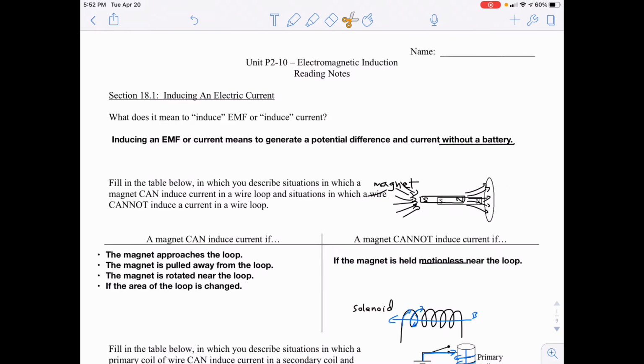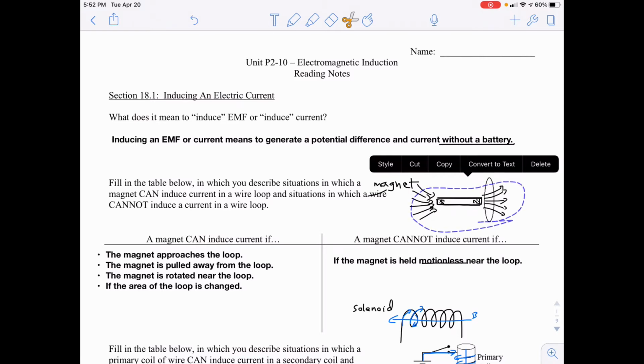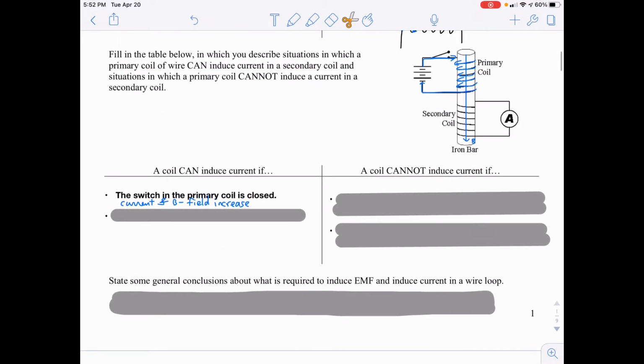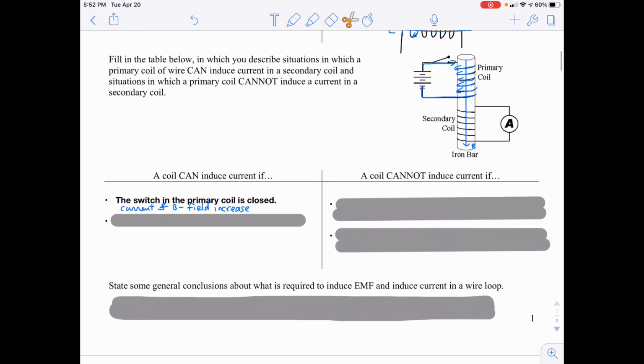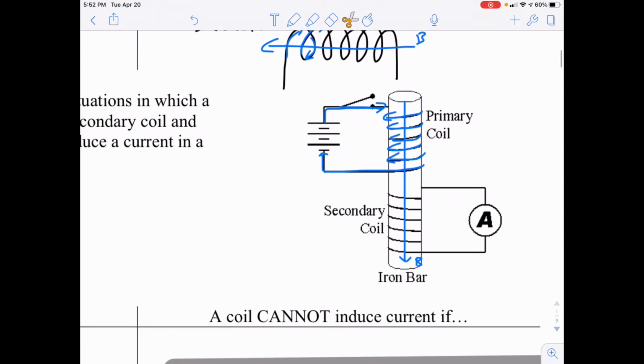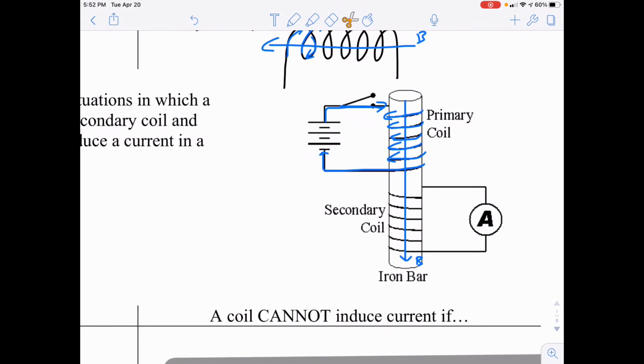As you approach, because that was one way that we established we could generate induced current. Well, same way here, we can generate induced current from a primary coil to a secondary coil by simply turning on the switch. That increases the electric current in the primary coil, thus increasing the magnetic field that passes through both coils.